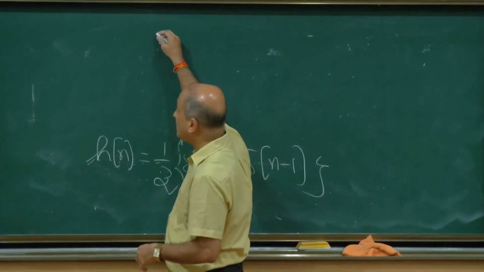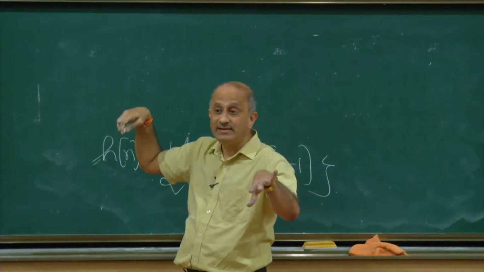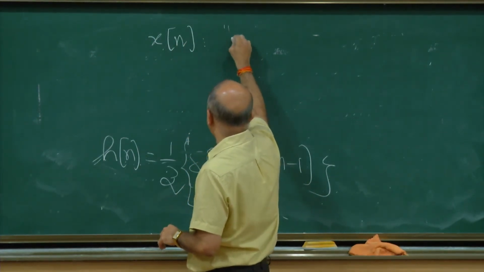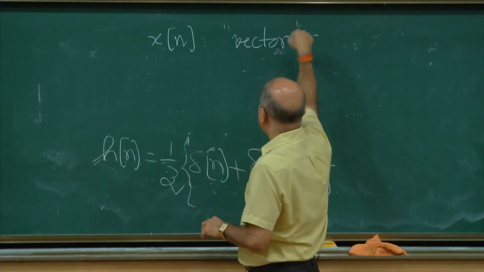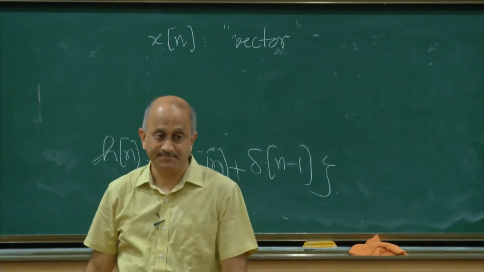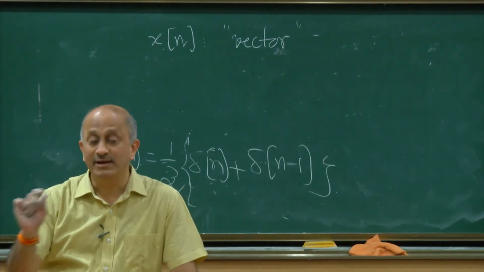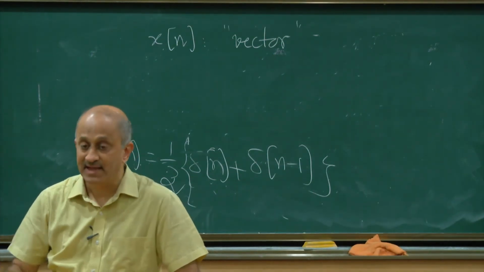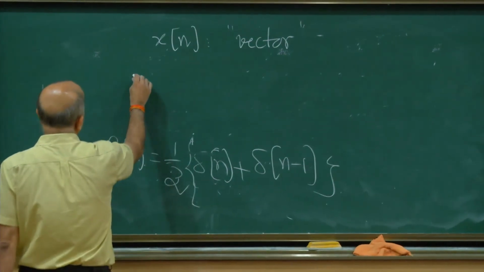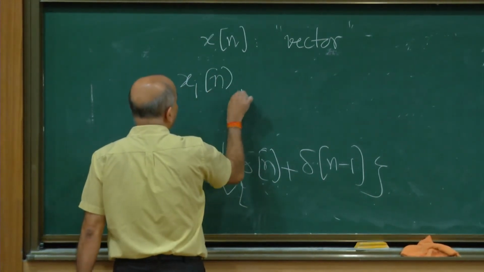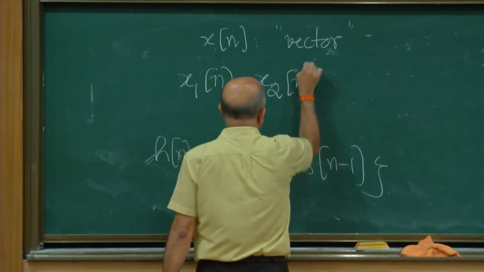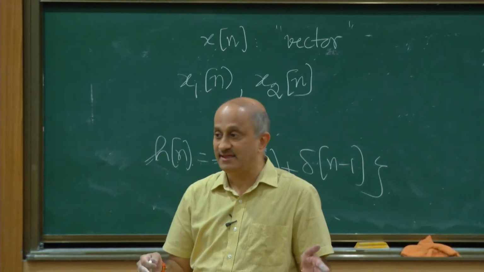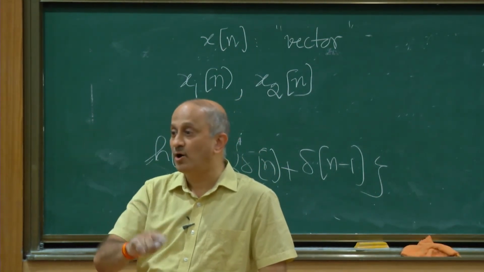The thought that I am trying to bring out here is that a sequence is like a vector. So x of n is like a vector. In fact, x of n is like an infinite dimensional vector. What is the index of the dimension? n. So each n index is a different dimension. If you have two sequences, x1 of n and x2 of n, how would you write a dot product between these two vectors? Very simple. You multiply the corresponding coordinates and add.